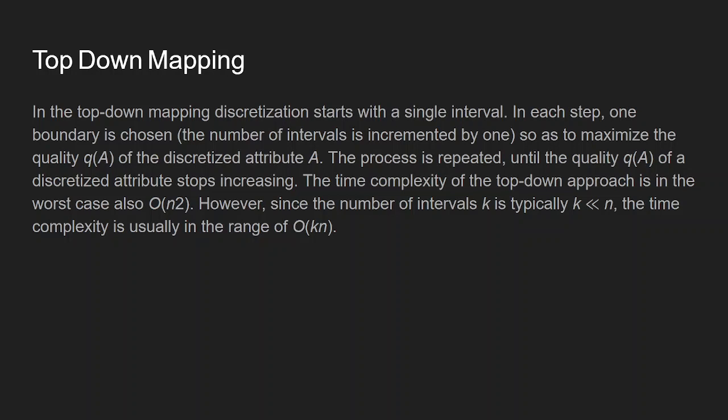However, since the number of intervals k is typically much less than n, the time complexity is usually in the range of O(k n). Here each step is chosen with the maximum quality of the discretized attribute. The time complexity will be O(n²), and when there are k intervals, the time complexity will be O(k n). Next, I will be explaining the bottom-up mapping.